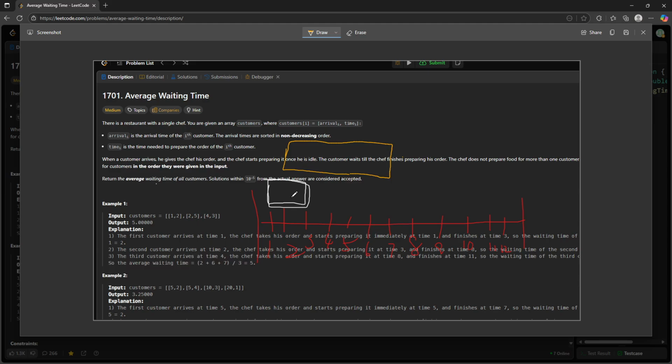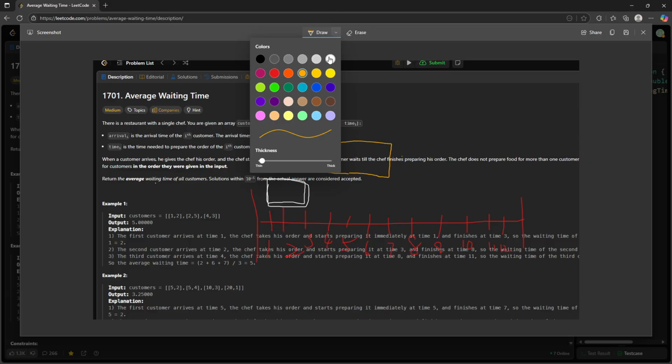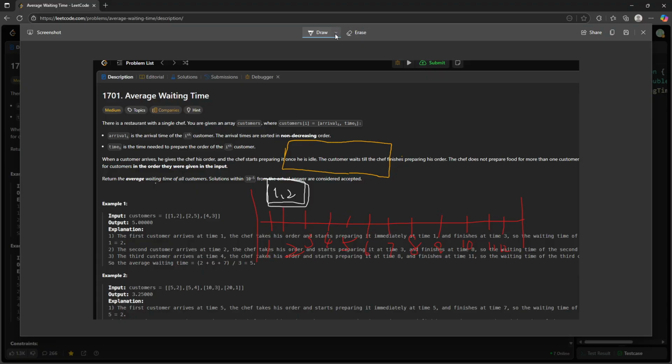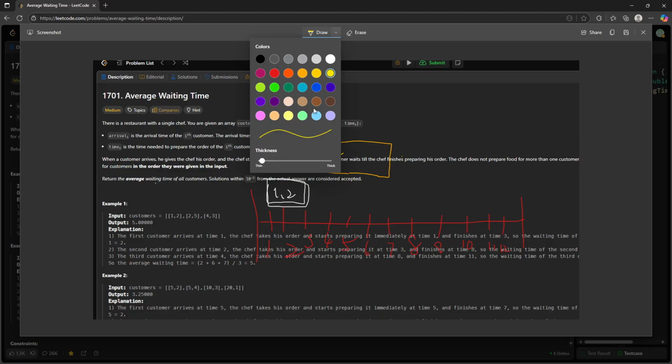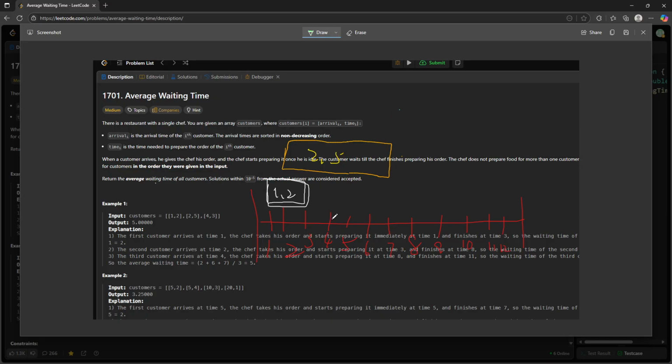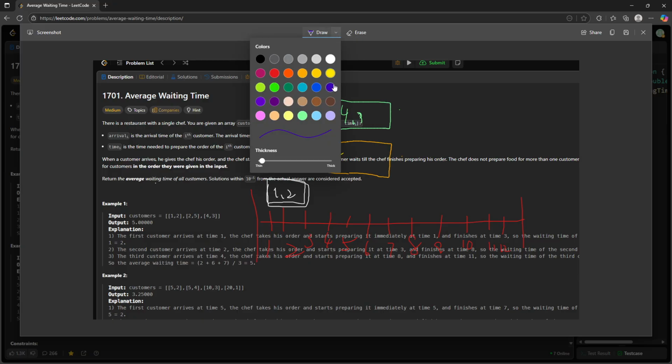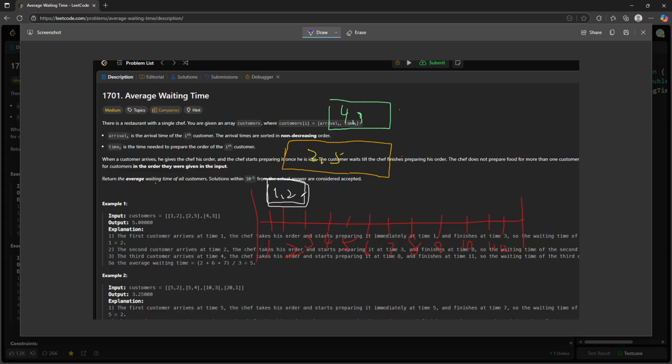So let's not worry about overlap. I'm going to talk about this later. I'm just picturing this will be 1, 2. This will be 2, 5, and the last one would be 4, 3. So 4 plus 3 will be 7. So this is a diagram of when the customers come in. Imagine you only have 1, 2 right here.